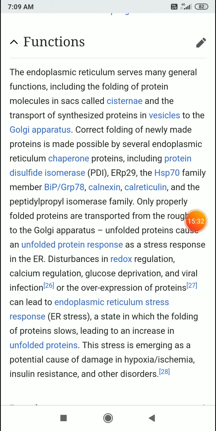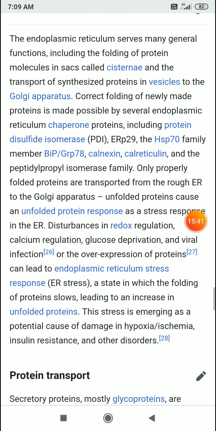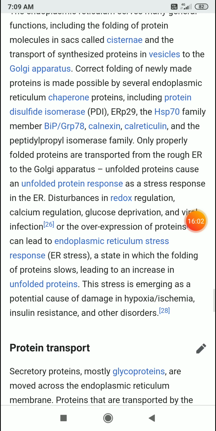ERp29, the HSP70 family member, calnexin, and the peptidyl prolyl isomerase family. Only properly folded proteins are transported from the rough endoplasmic reticulum to the Golgi apparatus. Unfolded proteins cause the unfolded protein response, a stress response in the endoplasmic reticulum.